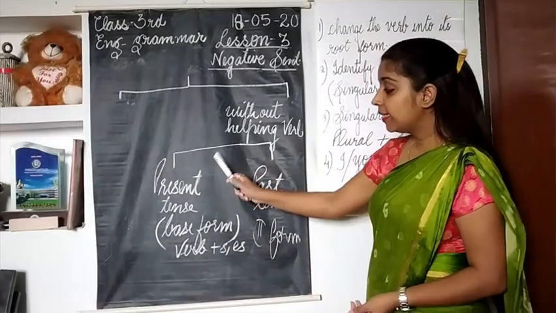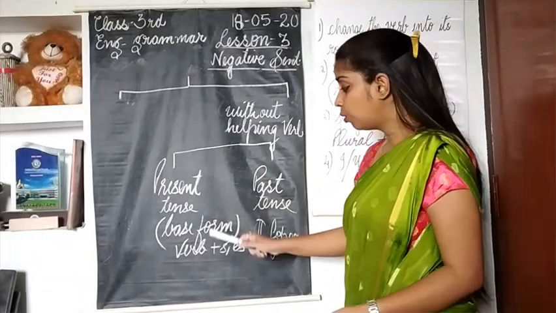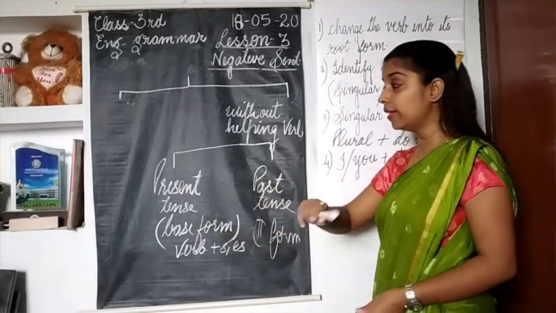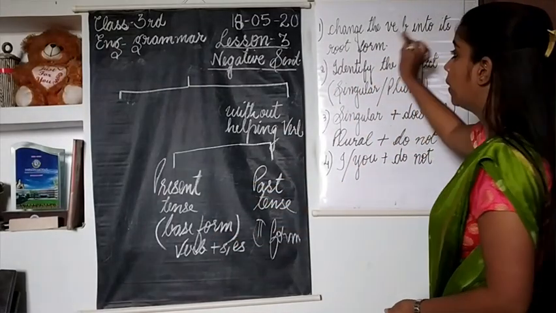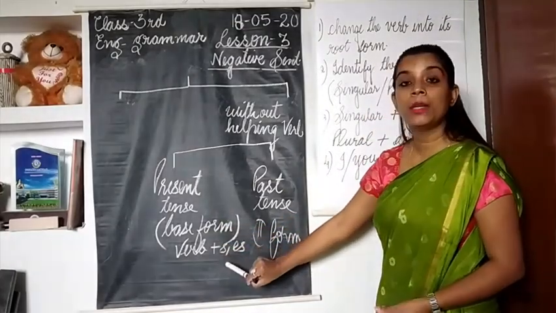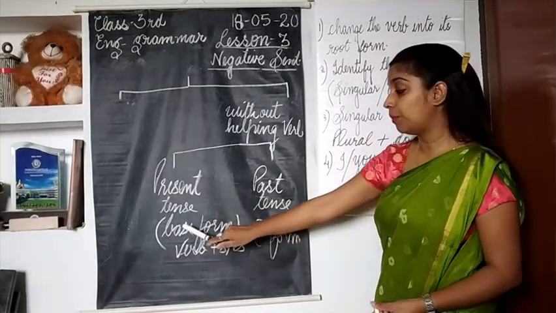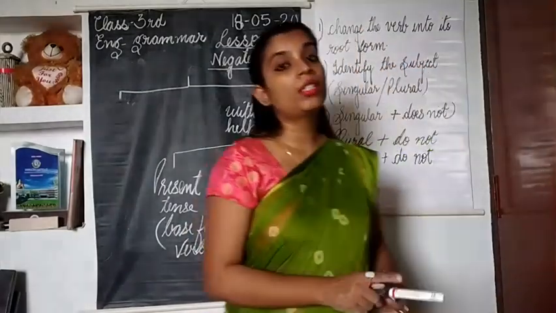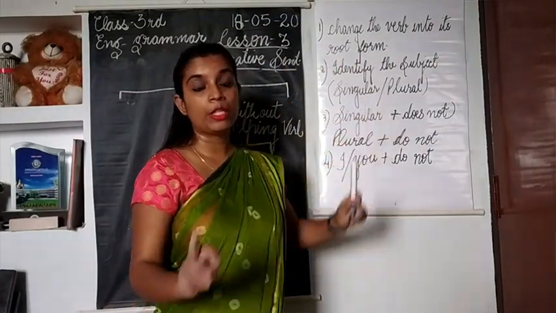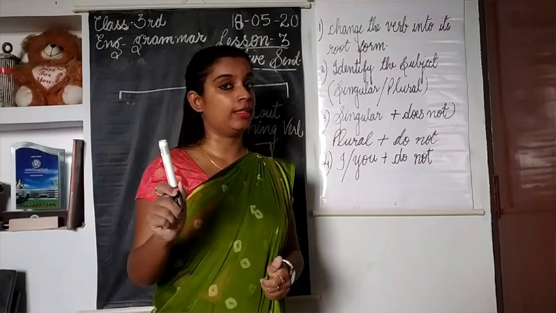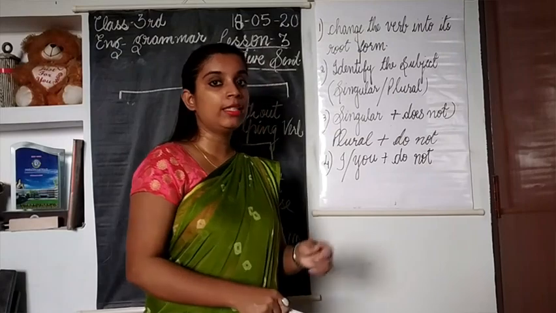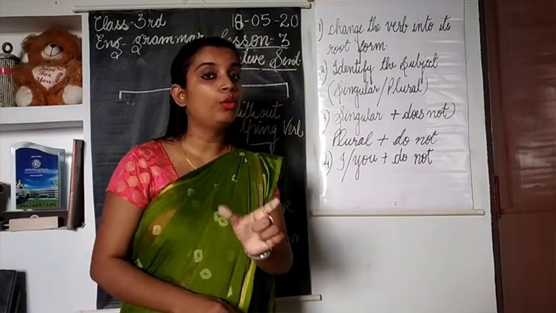So if it is in present tense, then for changing such sentences into negative, you will change the verb into its root form. Here, children, I have written base form of verb. Sometimes S or ES is added when the subject is singular. So the very first thing you need to do is change the verb into its root form. It means you will remove that S or ES; if it is added to the base form of the verb, you will remove it, and it will automatically be changed into its root form.